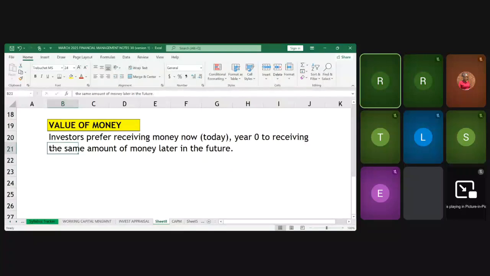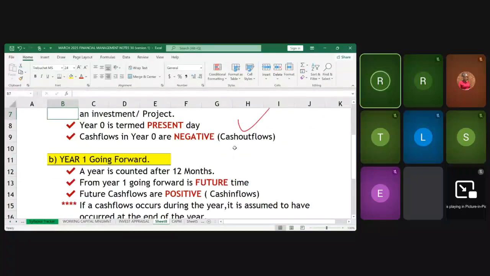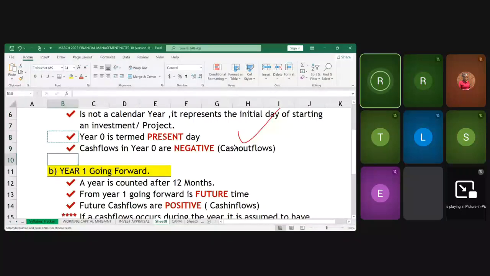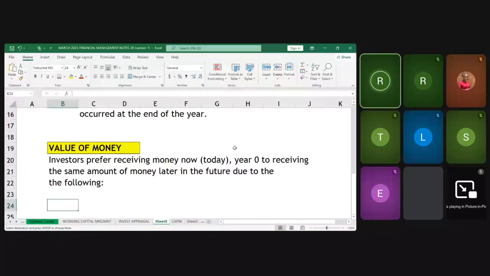Why do we as investors want to receive money today? We want to receive money today due to the following. These are the reasons why people would want to receive their money today rather than receiving the same amount of money later in the future. Number one, what do you think is the first reason you would want your money today and not later on? Anyone? Let's keep the class entertaining by participation.